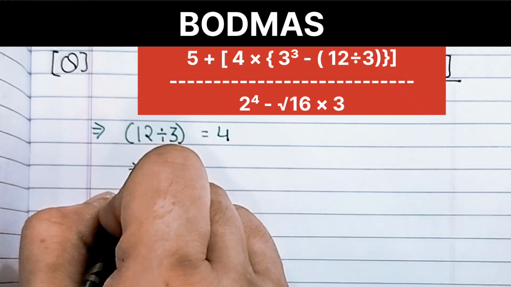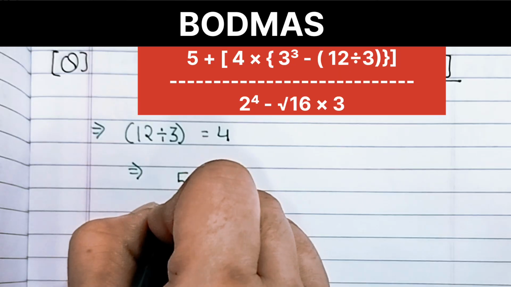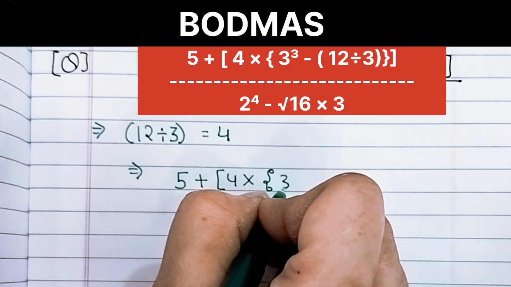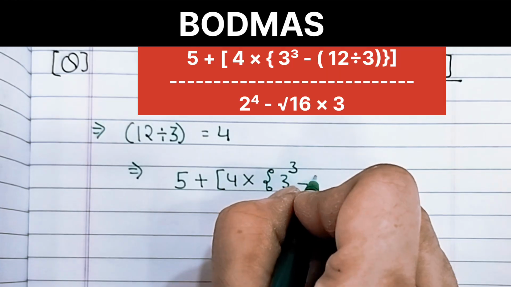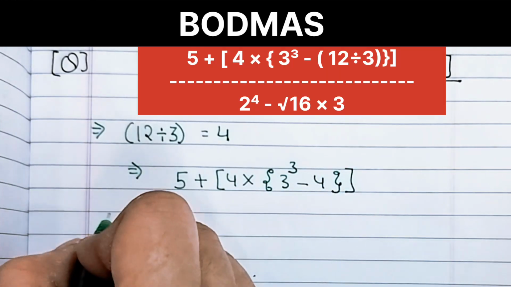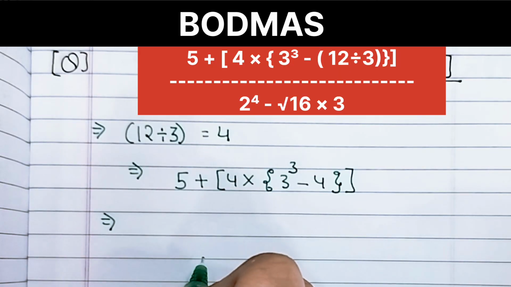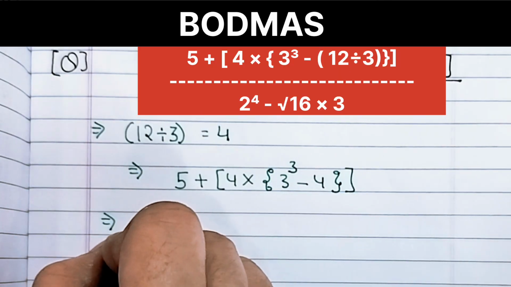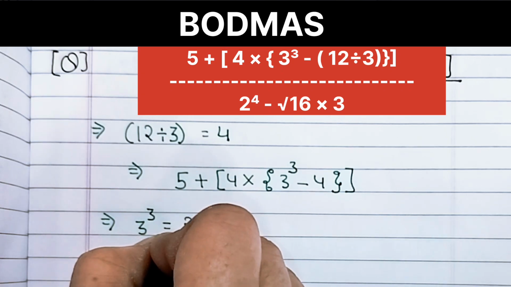So now the numerator becomes 5 plus [4 multiplied by {3 power 3 minus 4}]. Now in step 2, orders: the exponent inside the curly braces. As you can see, 3 power 3 (cube), so we'll solve 3 cubed equals 27.